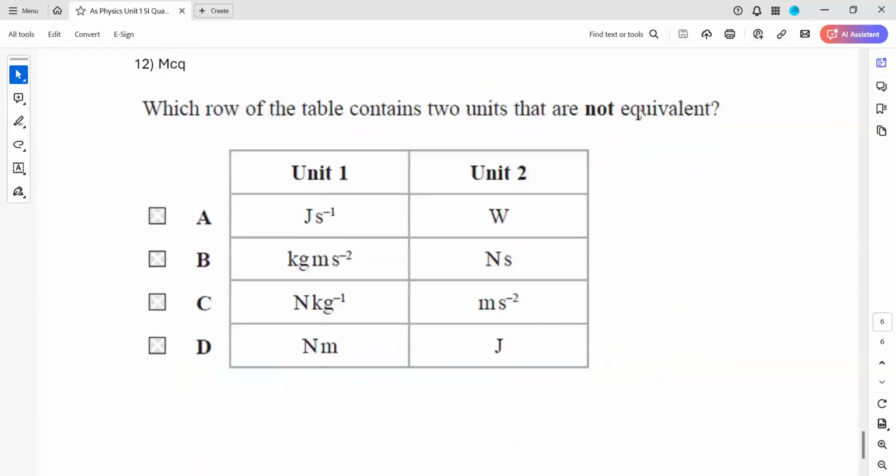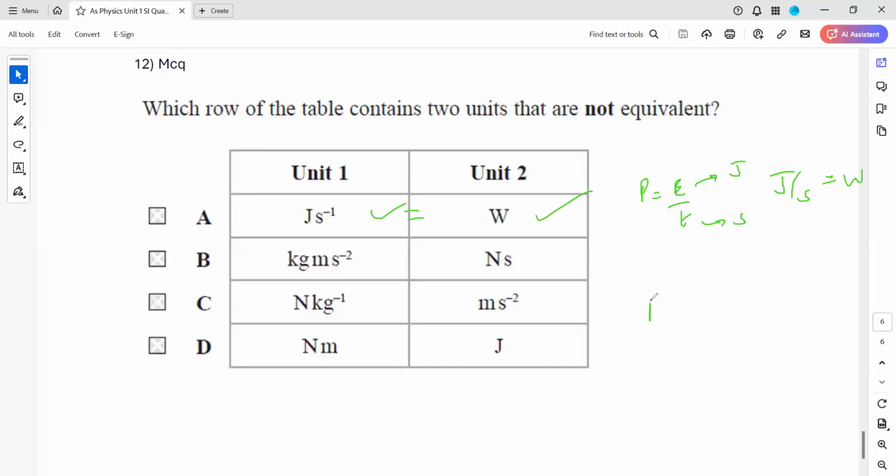And 12, which row of the table contains the two units that are not equivalent? So when we check joules per second, what is power? Power is energy divided by time. Energy is in joules and time is in seconds. So joules per second, and we also call it watt. So these are equivalent, meaning the same.